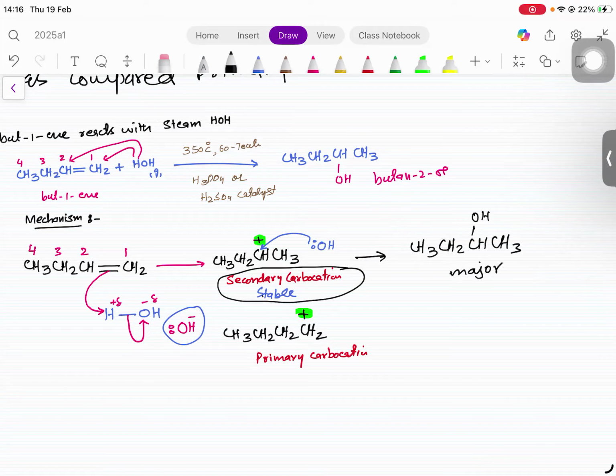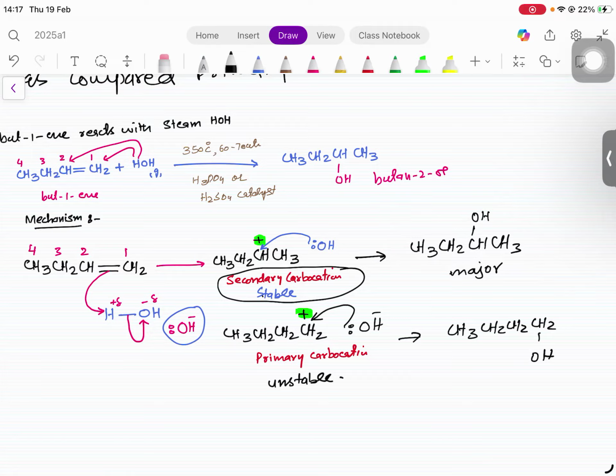Why more stable? Yes, two alkyl groups attached, a lot of positive inductive effect. Both of these alkyl groups push their electrons towards the carbocation, more positive inductive effect, and as a result, more stable. Here it is. So it becomes CH3, CH2. Along with the primary carbocation, write that it is unstable.